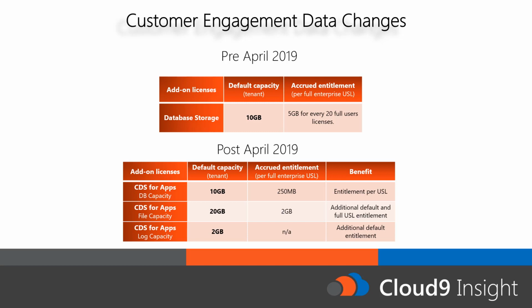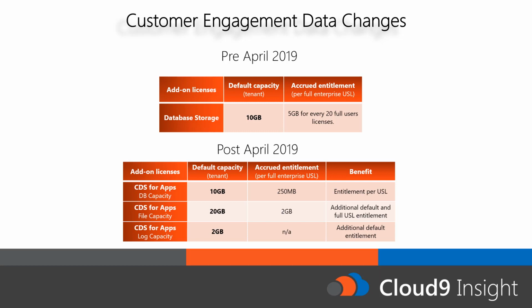Now, this is actually per license, so you don't need to get 20 full users. This is in fact the same if you were to divide the 5 gigabytes by 20 users, you get 250 megabytes. So it just means that those customers or clients that have 19 users or 15 users at full enterprise USL will now be able to benefit from additional capacities.